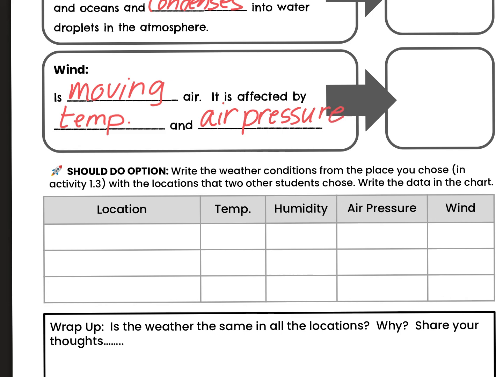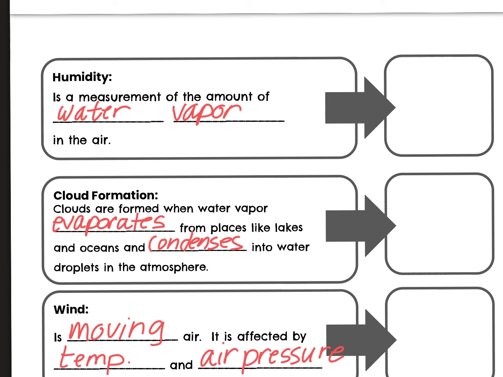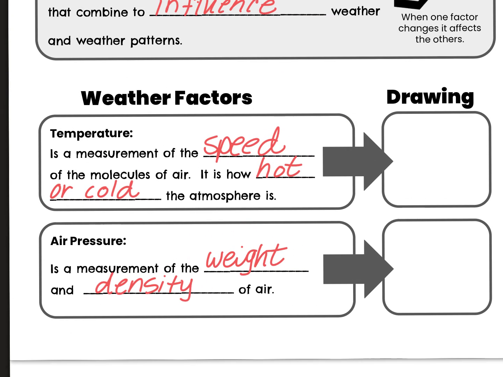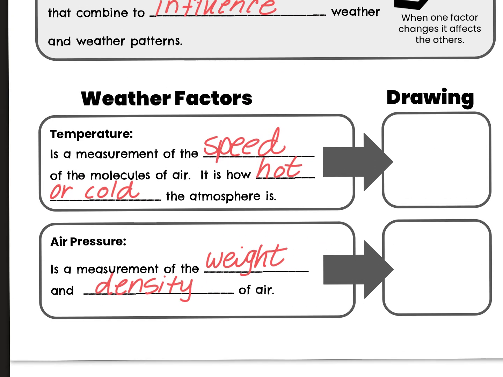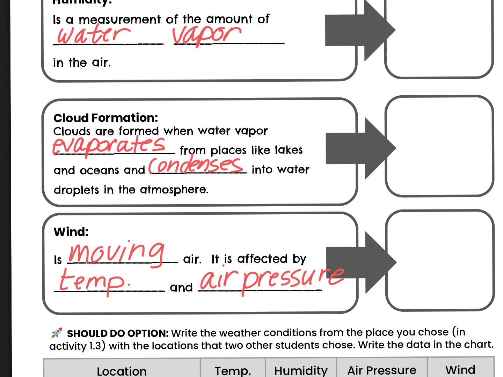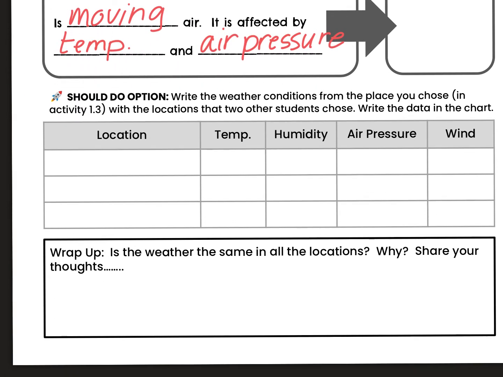You are almost done. What you need to do now is go back to the front of the page, and you might have noticed that next to each of the weather factors there's a box, and you might have noticed this word drawing. So what I would like for you to do is consider the word and its definition, and then make a drawing that represents the weather factor in this box. You'll do this for all 5 factors, and then when you get down to the bottom there is an option for a should do.